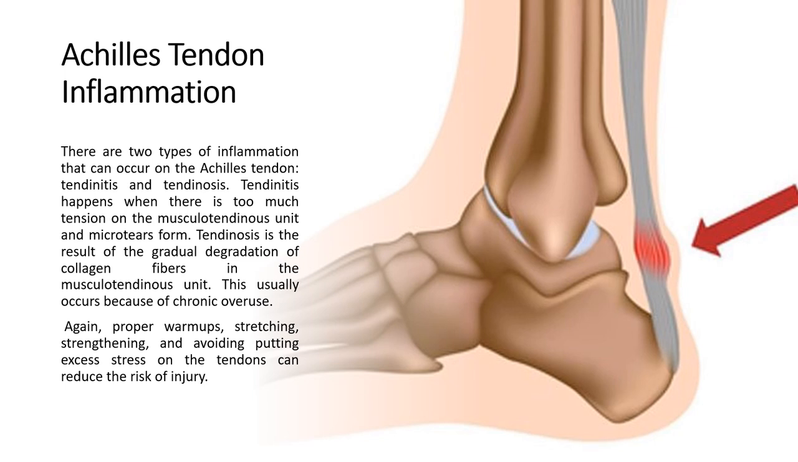Achilles tendon inflammation. There are two types of inflammation that can occur on the Achilles tendon: tendonitis and tendinosis. Tendonitis happens when there is too much tension on the musculotendinous unit and micro tears form. Tendinosis is the result of the gradual degradation of the collagen fibers in the musculotendinous unit. This usually occurs because of chronic overuse. Again, proper warm-ups, stretching, strengthening, and avoiding putting excess stress on the tendons can reduce the risk of injury.